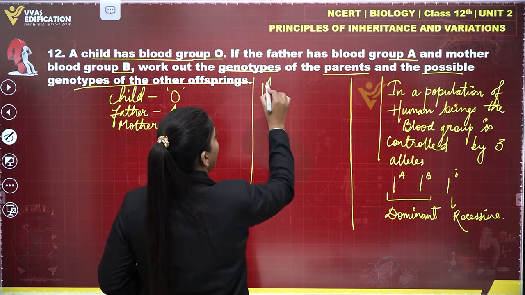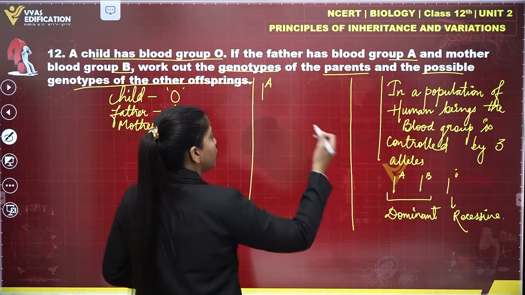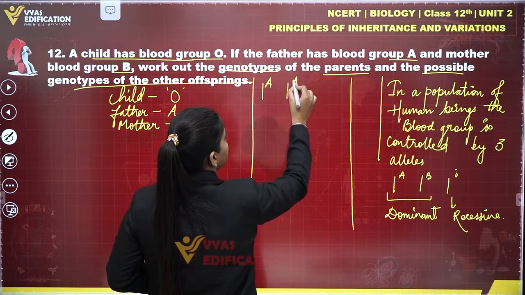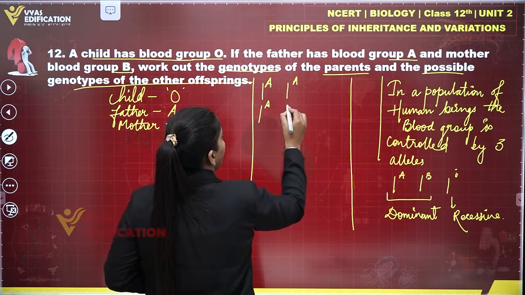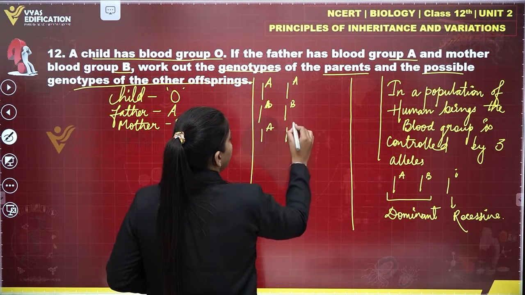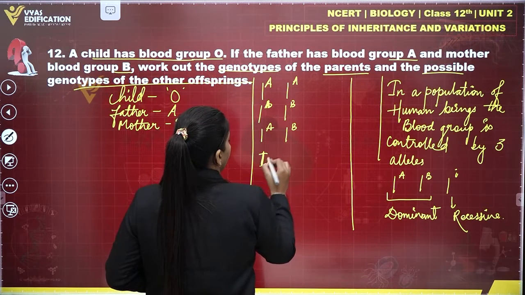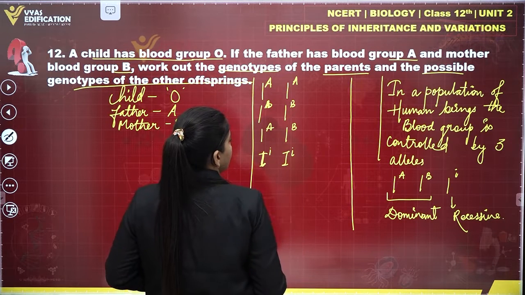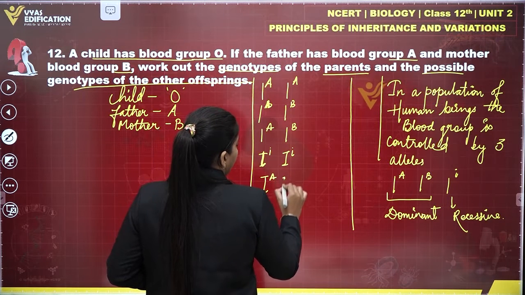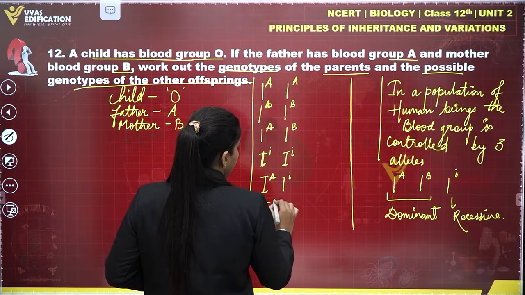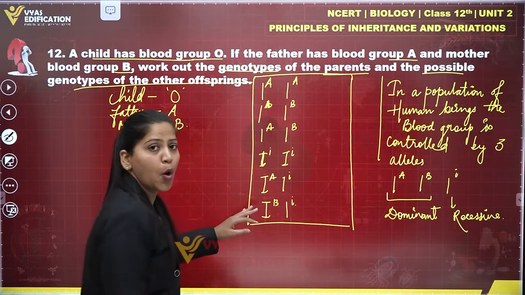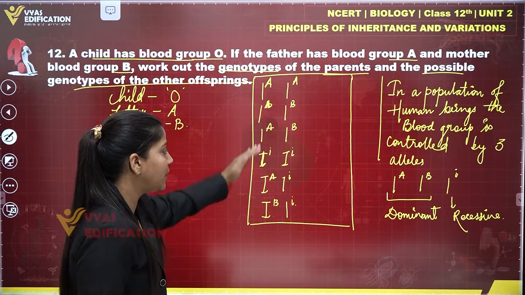We can also determine this simply by writing the possibilities of genotypes of the blood group system. IA IA is one possibility, IB IB, i i, and IA IB are the 4 possibilities, and the next ones are IA i and IB i. These are the 6 possible genotypes of the ABO blood group system in human beings.